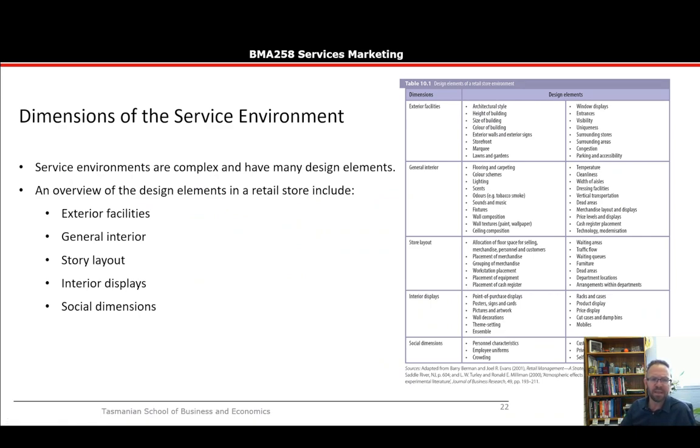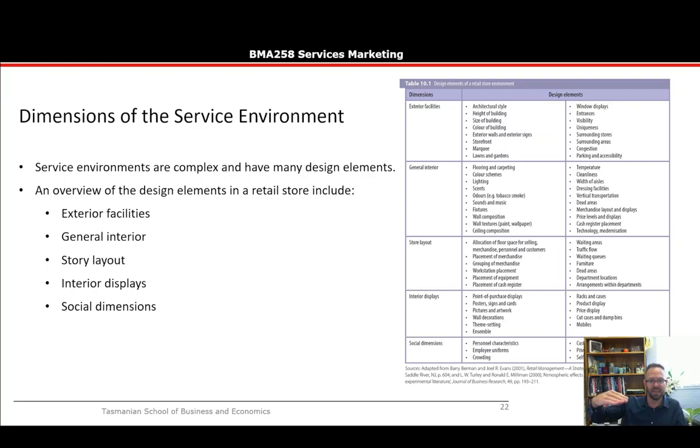So service environments are complex and have very many design elements. An overview of the design elements in a retail store include the exterior facilities, so what that looks like, whether it's glass, you can see through it, stuff like that. The general interior, how the aisles are laid out, what's in there, the store layout.